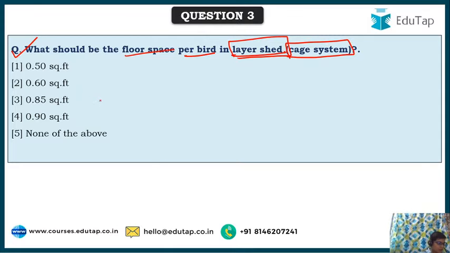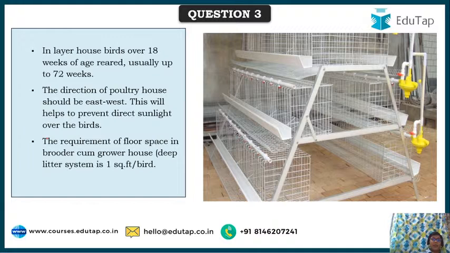Okay, Om Chaudhary is saying 1.5 square feet, Praful 1, Shailja 0.5, but as per the NABARD model bankable project report, it is 0.85 square feet, and if it is a brooder cum grower house, that is in deep litter system, then it would be 1 square feet per bird. And layers, we all know, at 18 to 20 weeks as per the breed, start laying eggs till they reach 72 weeks. So almost for a year it lays eggs.